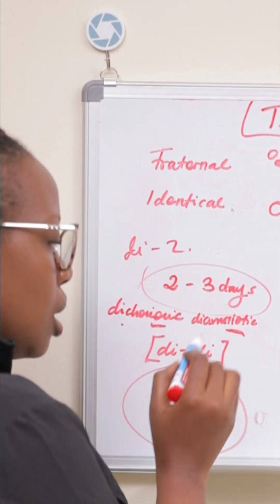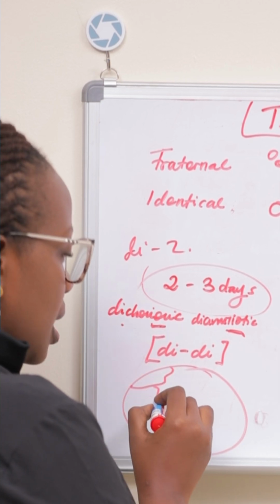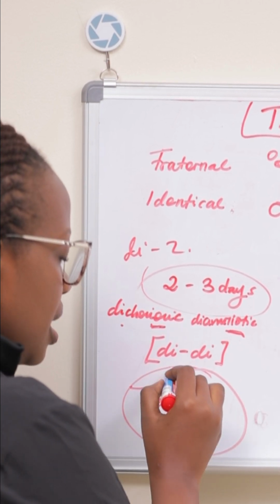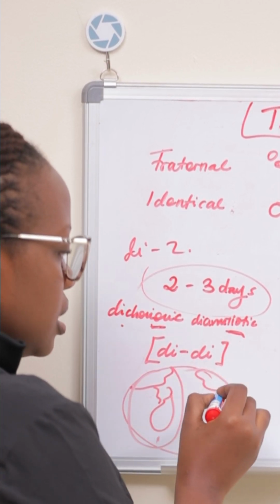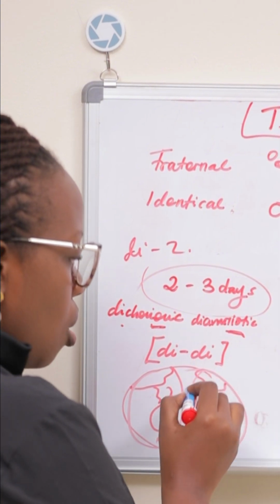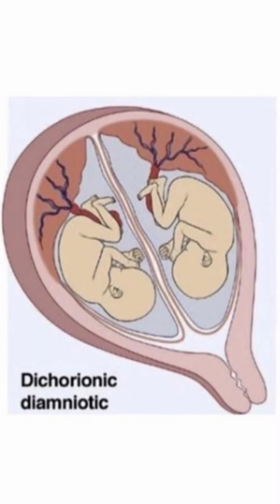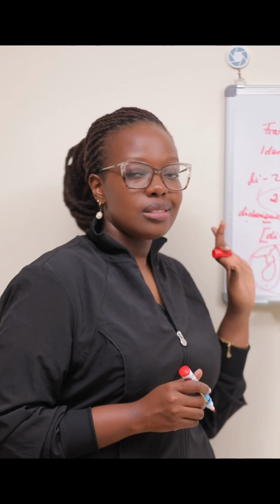They're just sharing a house, but each of them has their own supply. So this is the supply for this baby, and they have their own sac. And then this is the supply for this baby, and they have their own sac, which is why they're called di twins. This to me is the best category.